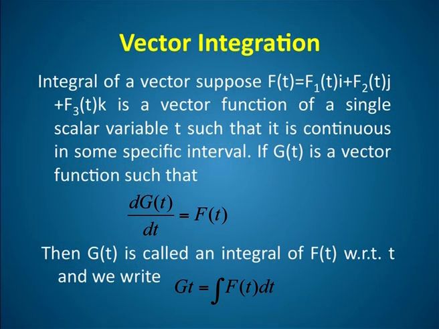The integration of a vector is as follows. Suppose f(t) is a vector function f1 i plus f2 j plus f3 k, where i, j, k are unit vectors towards the x, y and z directions, of a single scalar variable t, such that it is continuous in some specific interval. If g(t) is a vector function such that the differentiation of g(t) is equal to f(t), then g(t) is called an integral of f(t) with respect to t, and we write g(t) is equal to the integration of f(t) dt.